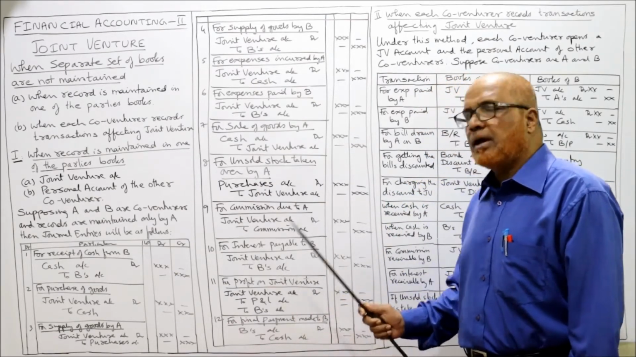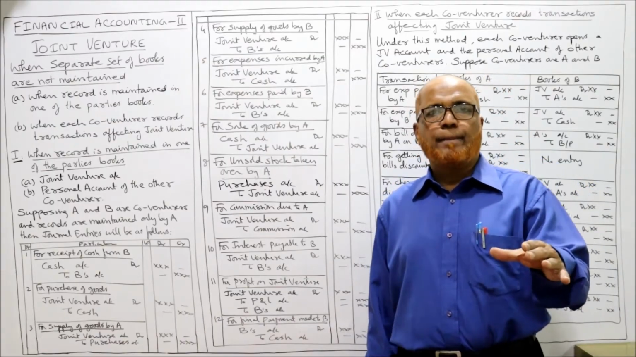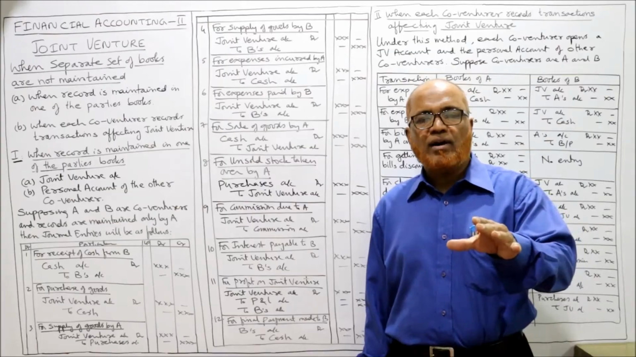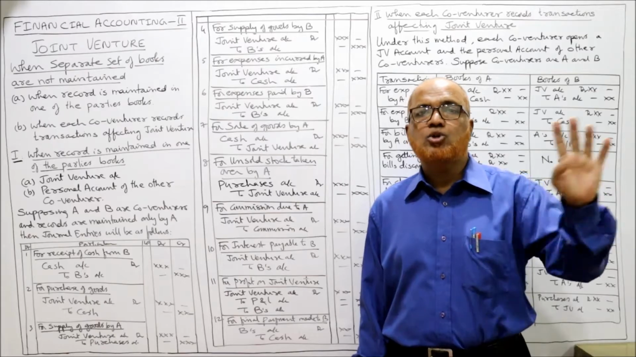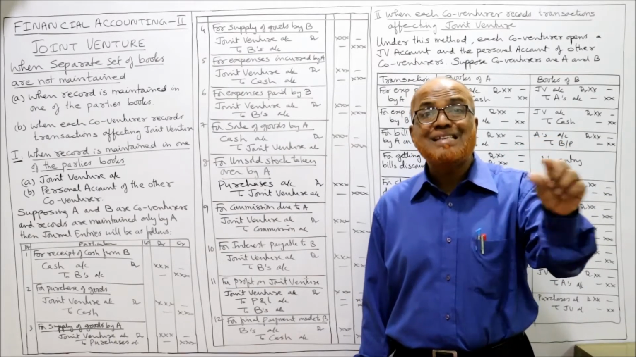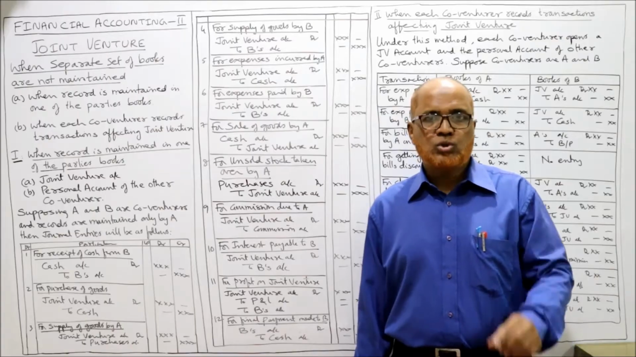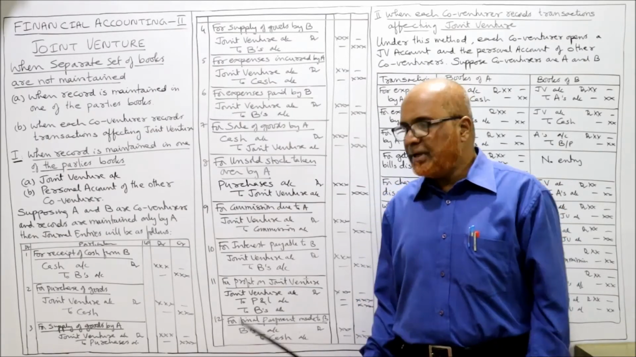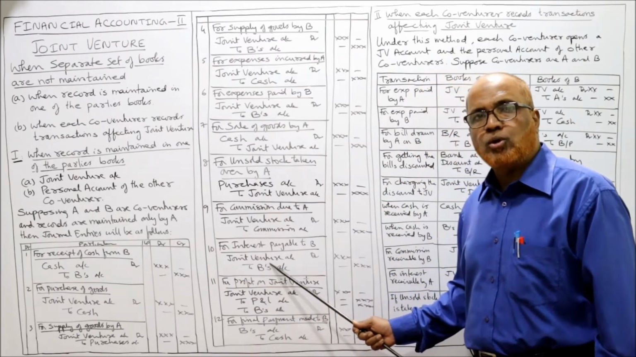Similarly for interest payable to B, if it is written in the agreement between A and B that interest is to be paid to B, then entry will be joint venture account debit to B's account, being the interest payable to B.